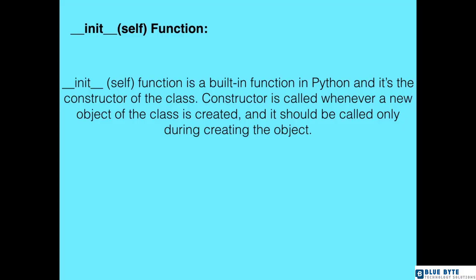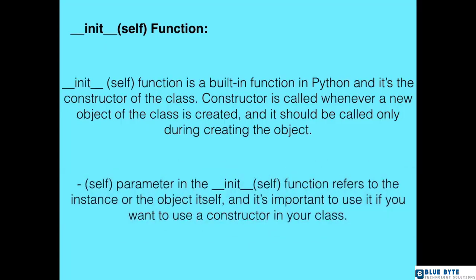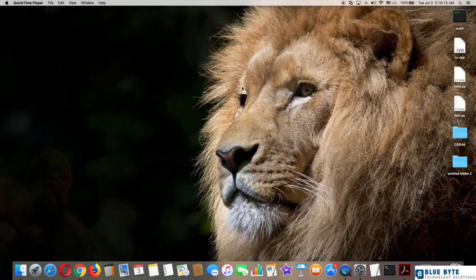Constructor is called whenever a new object of the class is created, and it should be called only during creating the object. Self parameter in the init function refers to the instance or the object itself, and it's important to use it if you want to use a constructor in your class. Let's see how. Okay, first go to brackets.